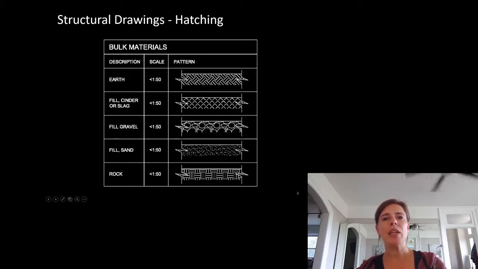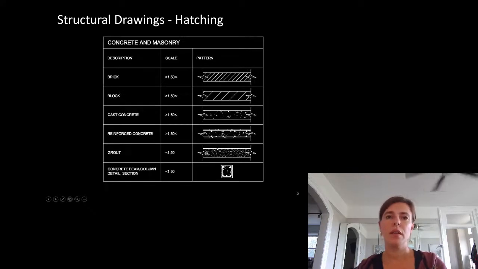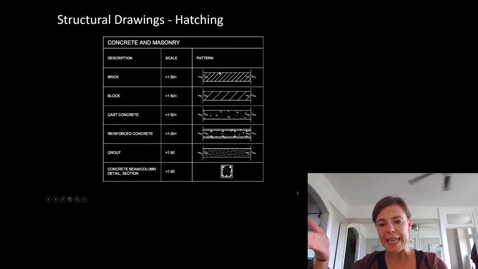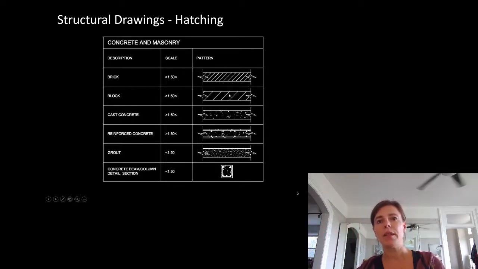On this page, the one that you'd probably see the most would be earth or fill or sand. Sometimes this fill sand option we might use for concrete if it's a large scale project, or small depending on how you're talking about it, but like 1 to 100 or greater. Concrete and masonry: if we're talking about brick, we'll have a really tightly spaced dashed line. Block would have a wide spacing.